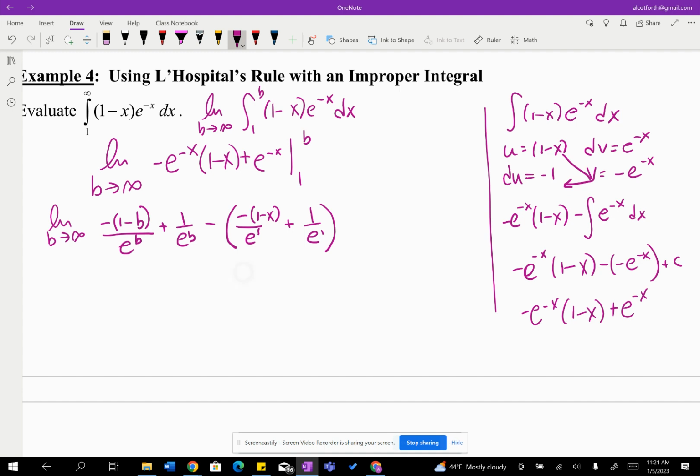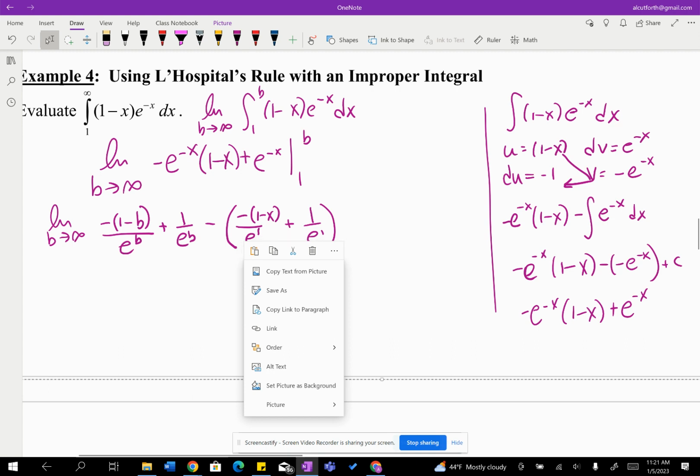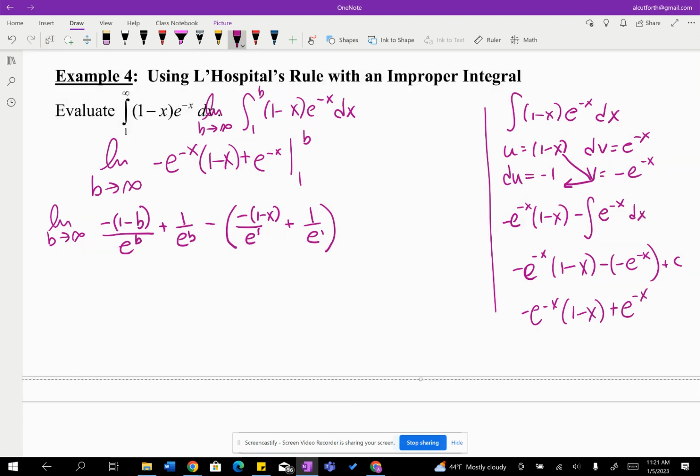And why don't we distribute this negative up here as well? Sorry, I forgot to plug in 1 for that other x over there. So let's go ahead and distribute that negative. And then I had an x here. I forgot to plug in 1.